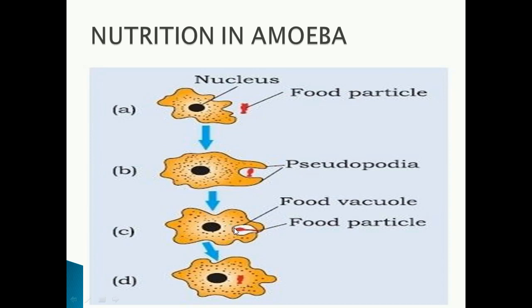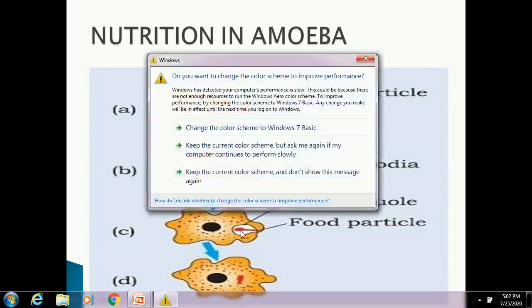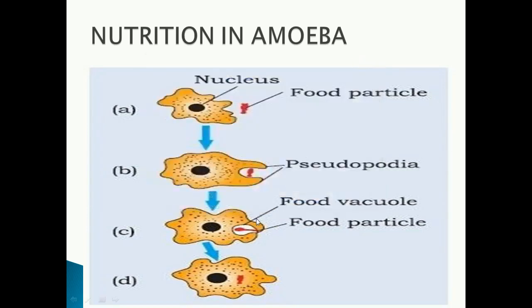The digestive juices are secreted into the food vacuole, and inside the food vacuole the food breaks down. So the digestive juices will break down the food particle into simpler substances. After that, the digested food will be absorbed and utilized by the cells. Then the undigested food will be thrown out from any point of the body. That is called ejection. So the undigested food particle produced after digestion will be ejected from any point of the body of the amoeba.